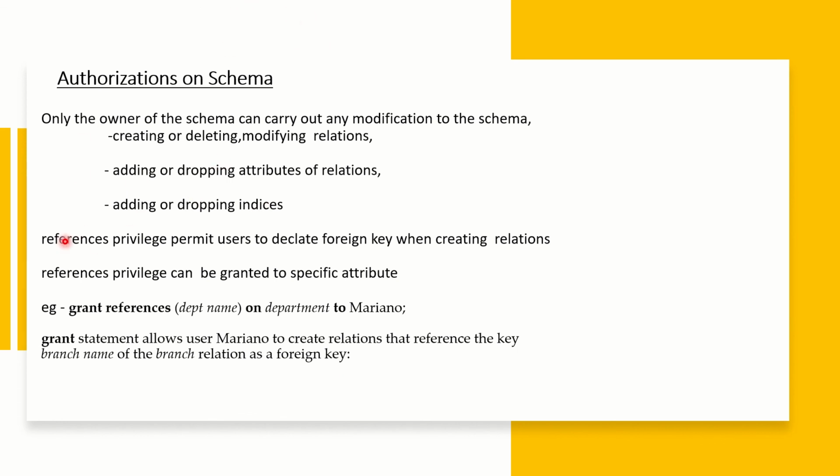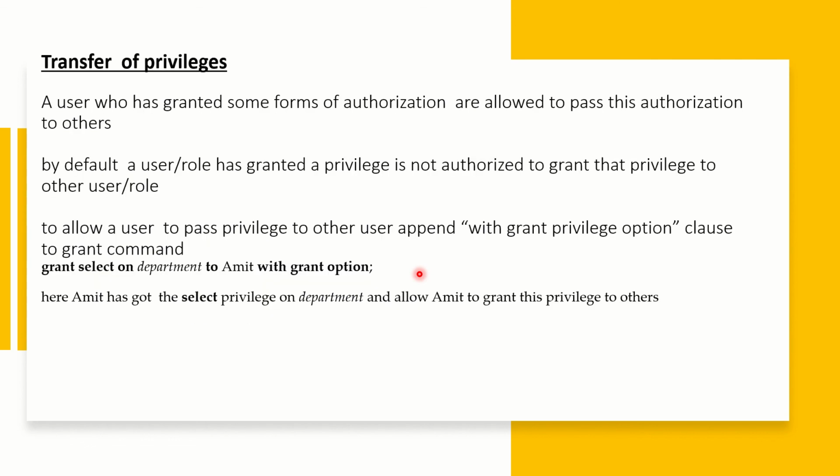So you just understand that references is a privilege. What is the use of the references privilege? If we give that privilege to a particular user, he can make a foreign key. When he is creating a table, he has been given the privilege to create a foreign key.